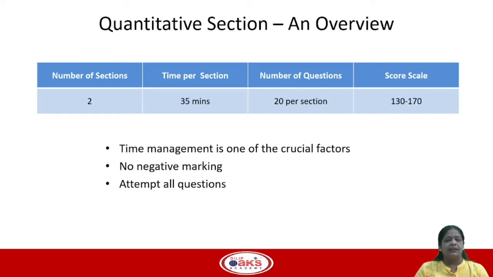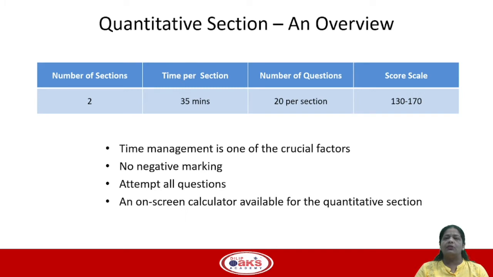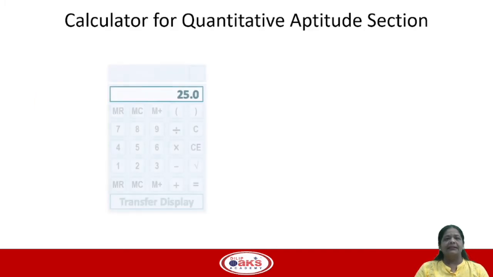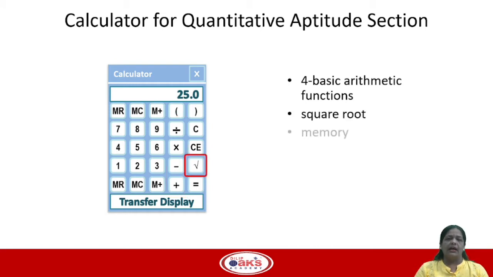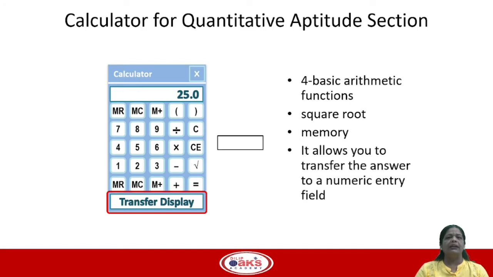For the maths section, you have an added feature of an on-screen calculator. This is exactly how your on-screen calculator will look in the exam. It is a simple basic calculator which supports your 4 arithmetic functions, a square root function and the memory functions. There is an additional button on the bottom of the calculator, transfer display. The main purpose of this button is for numeric entry questions as it allows you to transfer whatever is there in the calculator display to the numeric entry text box.